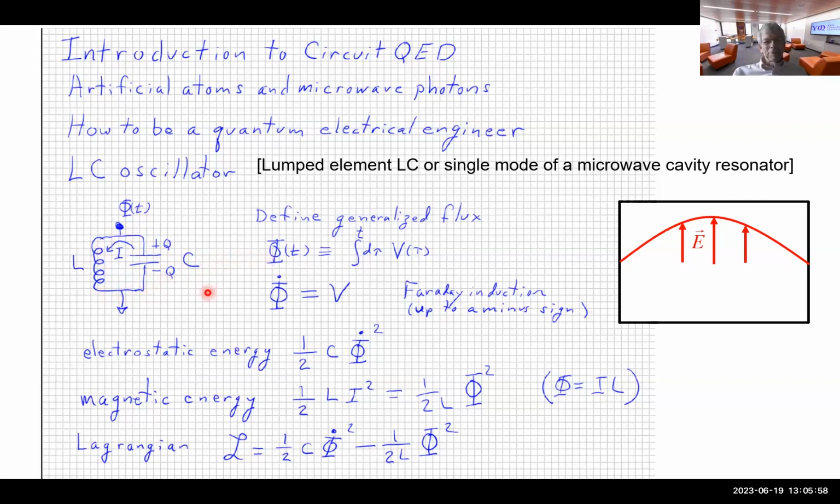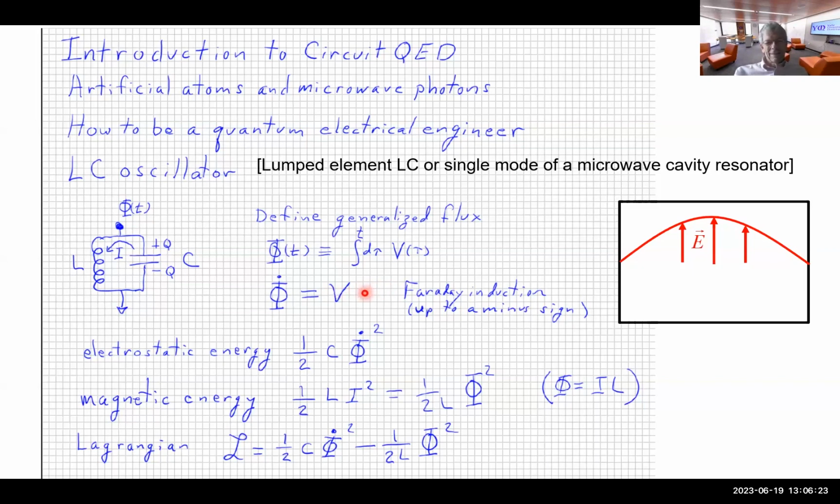It's very useful to define a generalized flux, the magnetic flux through this inductor, as the time integral of the voltage, so that the time derivative of the flux is the voltage across the inductor. That's the Faraday induction in a convention where I made the minus sign go away.